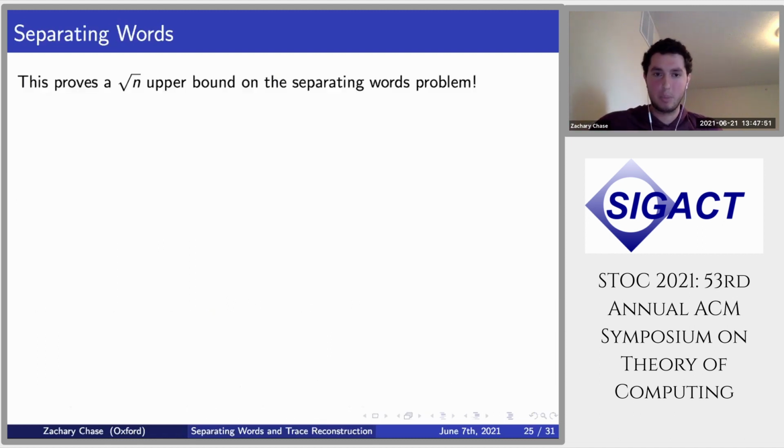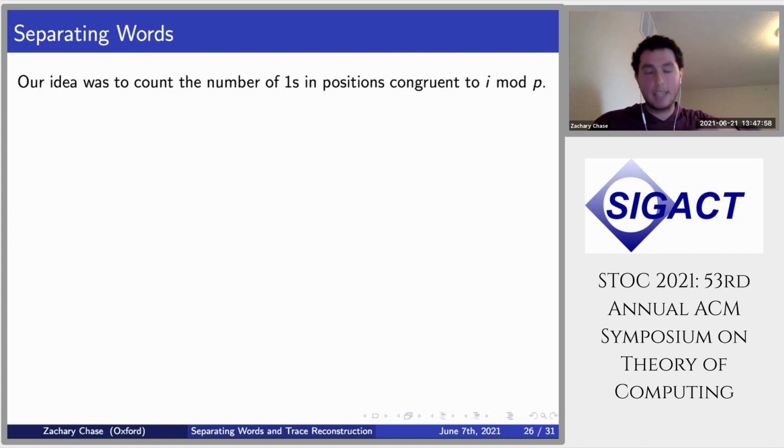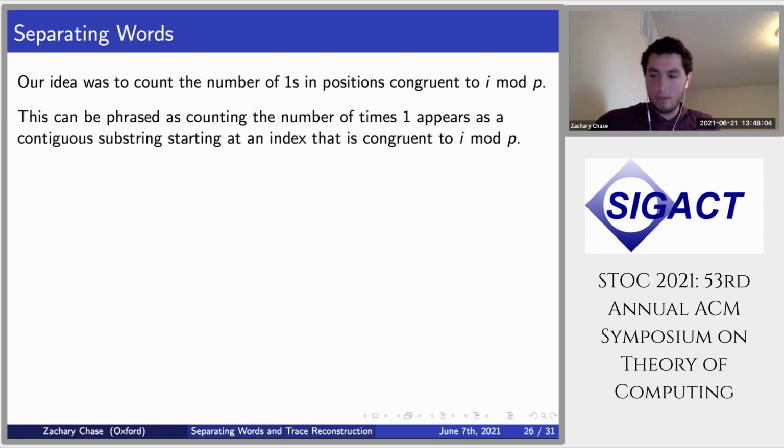Okay, so this proves a root n upper bound in the separating words problem. And what was our idea? Our idea was to count the number of ones. The idea we just implemented was to count the number of ones in positions congruent to i mod p. Okay, so now I'm going to quickly rephrase this.